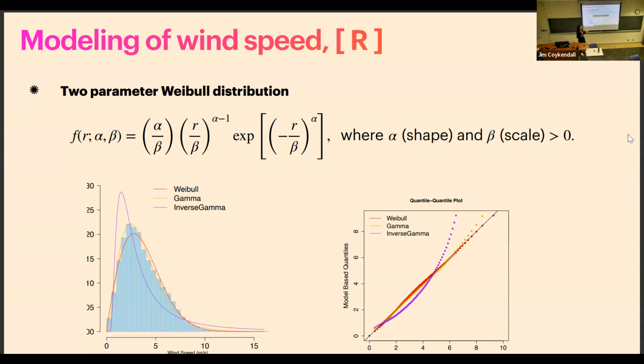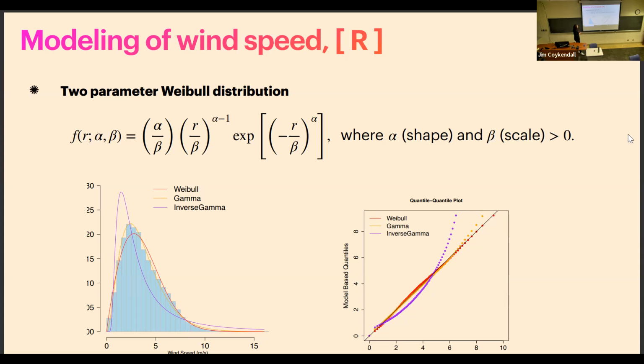There are many distributions proposed in the literature for the modeling of wind speed. However, the most commonly used one is the two-parameter Weibull distribution. This distribution has the probability density function given by the equation in this slide, but the equation is not that important. The important part is that this distribution has two parameters, alpha the shape and beta the scale parameter.